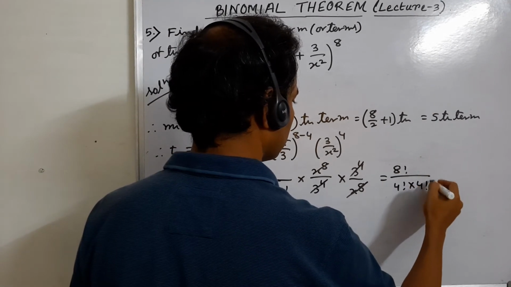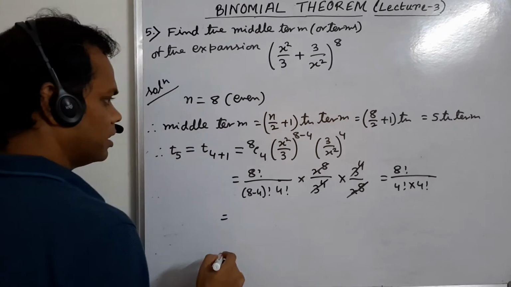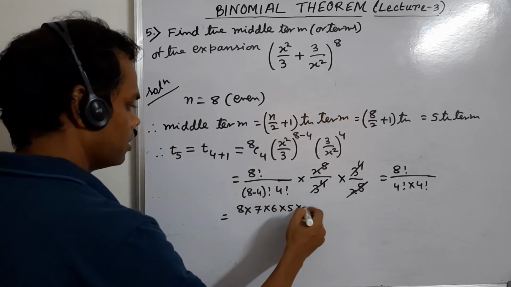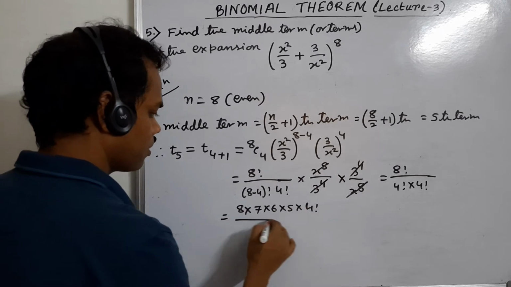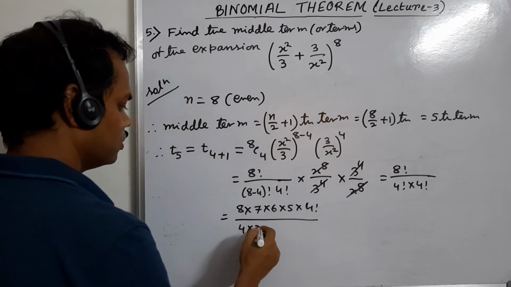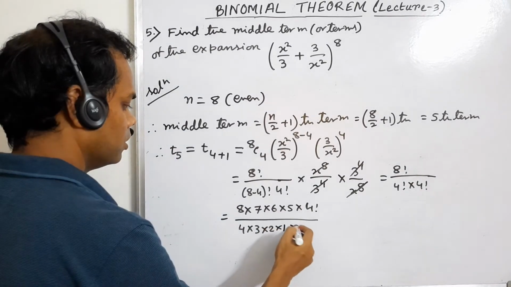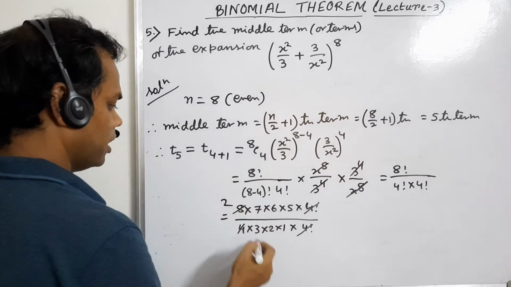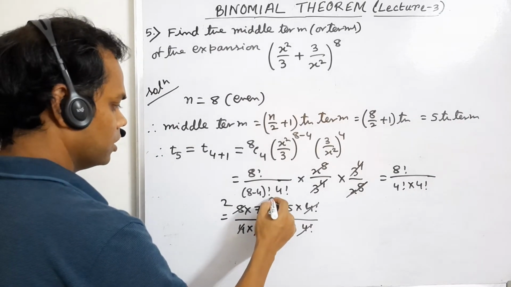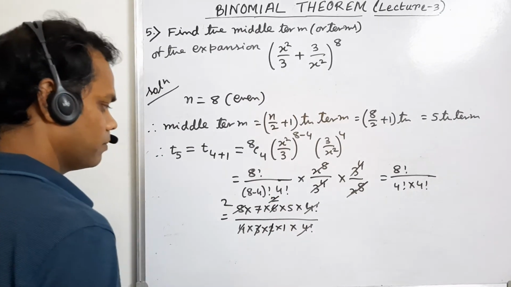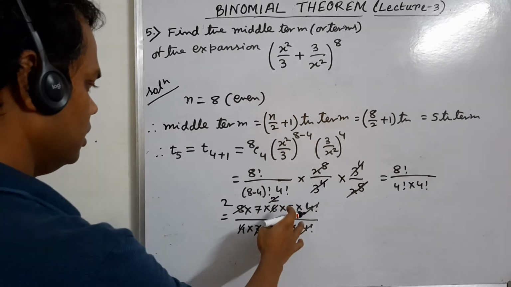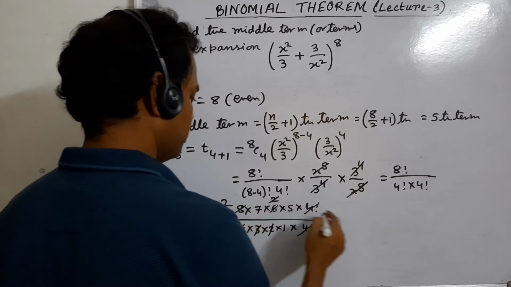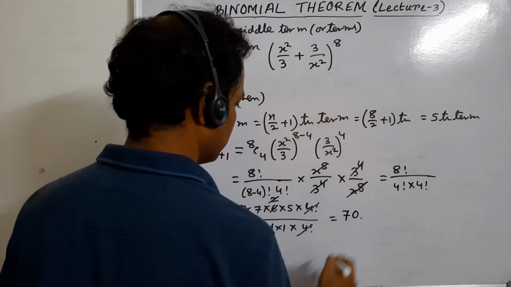So by cancellation of these two and these two, we get 8 factorial by 4 factorial into 4 factorial. That can be written as 8 into 7 into 6 into 5 into 4 factorial by 4 into 3 into 2 into 1 into 4 factorial. By cancellation, 4 twos are 8, 3 twos are 6, 2 cancels. So 7 fives are 35, 35 into 2, 70.